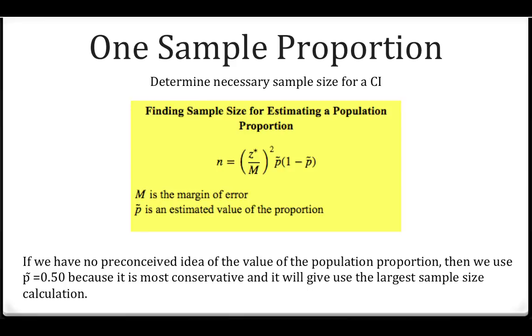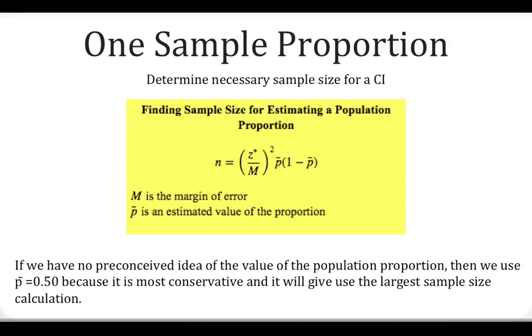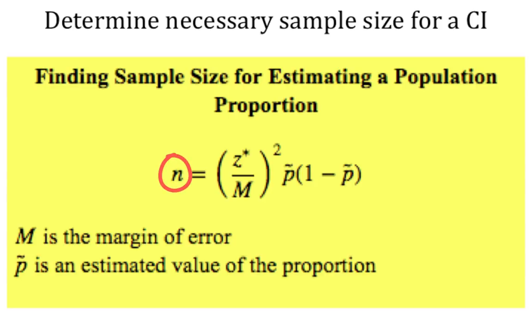Our next learning objective is to determine the necessary sample size for constructing a confidence interval. This formula is from your notes and the textbook. This is the formula that we'll use to find the sample size necessary for estimating a population proportion with a given margin of error. In this formula, n is going to be the necessary estimated sample size. Z is the Z multiplier. This is going to vary depending on your level of confidence. Typically, we'll be looking for a 95% confidence interval, so this will be 1.960 most of the time.